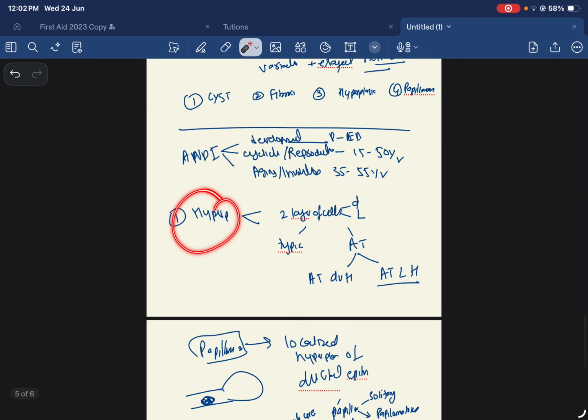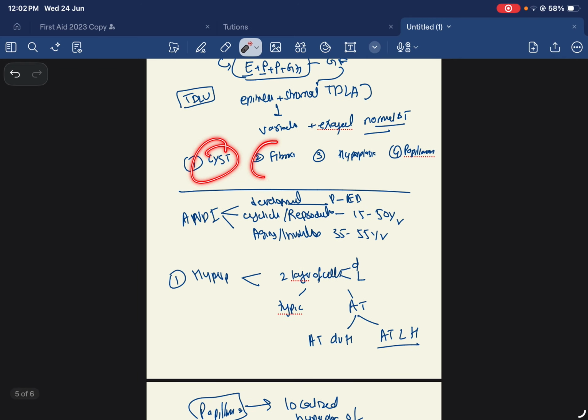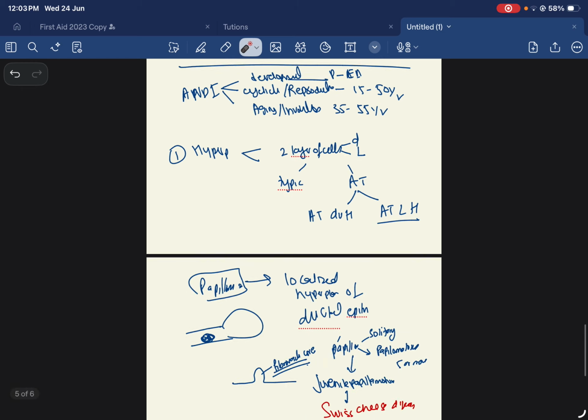So we have discussed hyperplasia. As we've said, there would be cyst, fibrosis, hyperplasia, and papillomatosis or papilloma. We've discussed papillomas, and we've discussed hyperplasia of the duct or the lobule having more than one cell layer. Then we're going to be discussing fibrosis. Fibrosis is basically when the fat and the elastic tissue of the breast is replaced by fibrous tissue. It could be because of chronic inflammation as well.